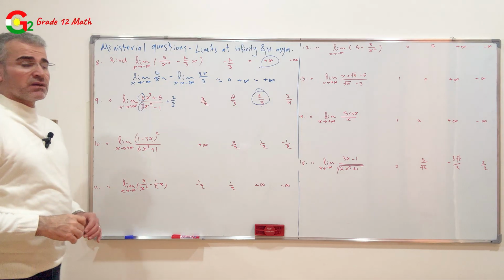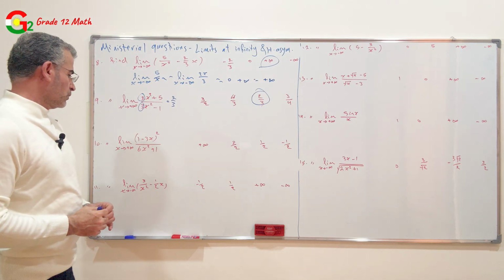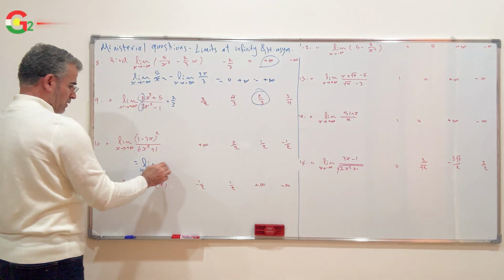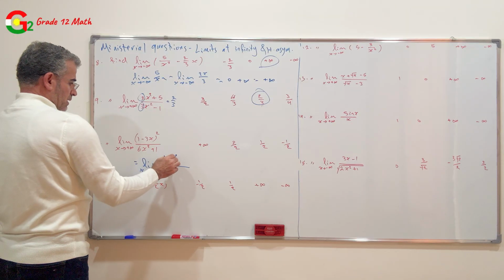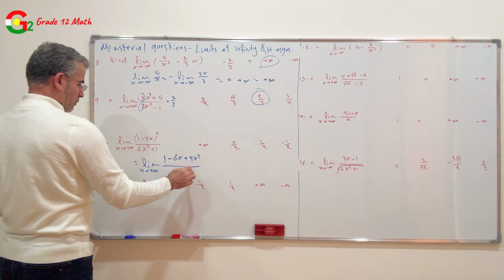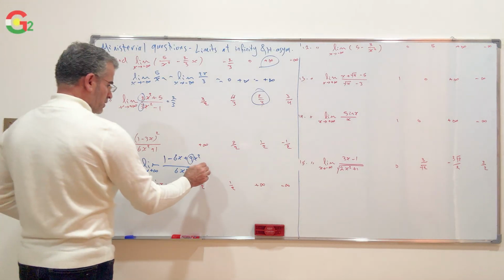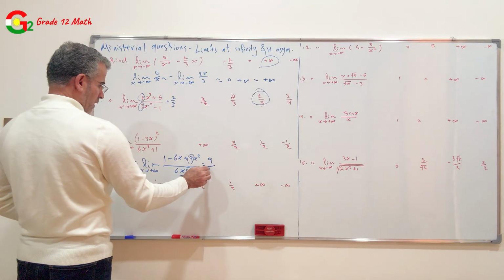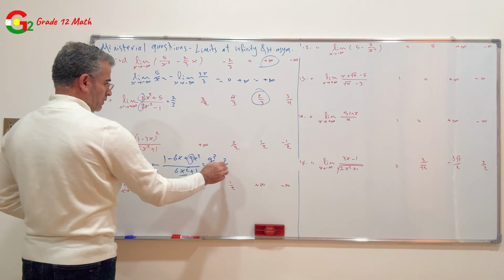Question number 10. Limit as x approaches positive infinity of (1 minus 3x) all power 2 over 6x power 2 plus 1 equals limit as x approaches positive infinity of 1 minus 6x plus 9x power 2 over 6x power 2 plus 1. The leading term is 9x power 2, so the coefficient is 9. The leading term is 6x power 2, the coefficient is 6. Reduced by 3, the result is 3 over 2.